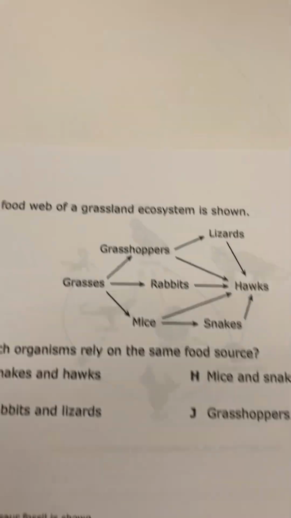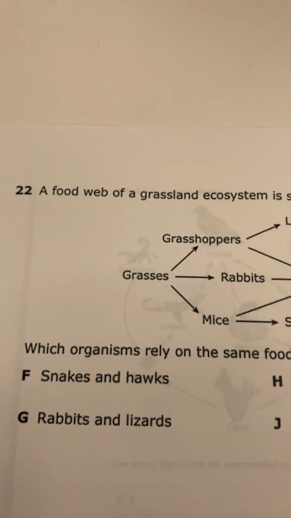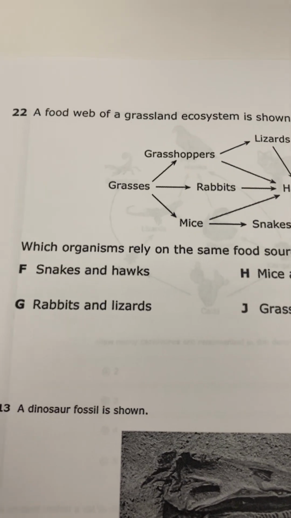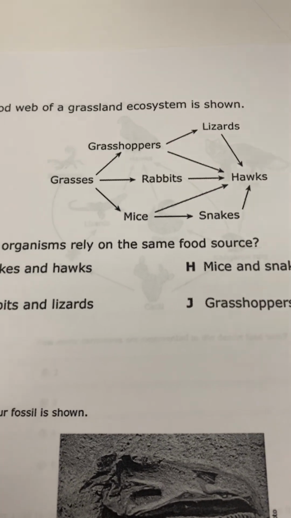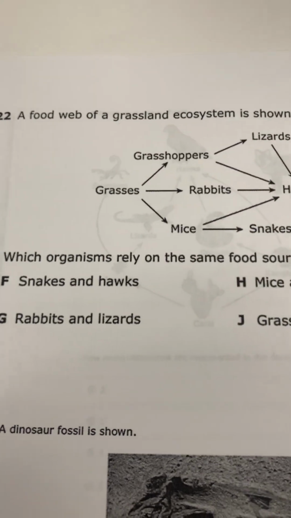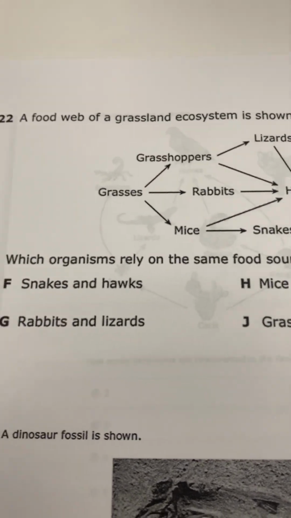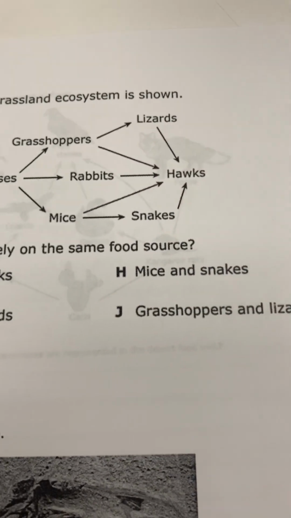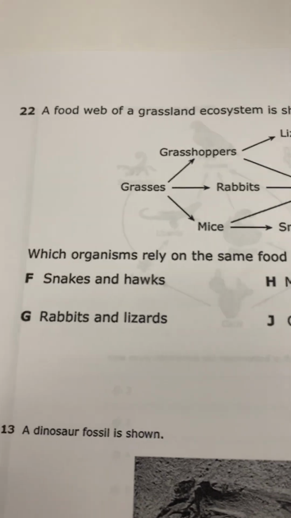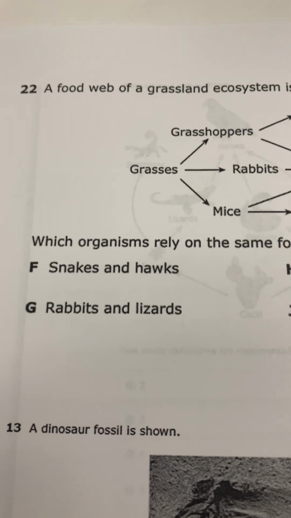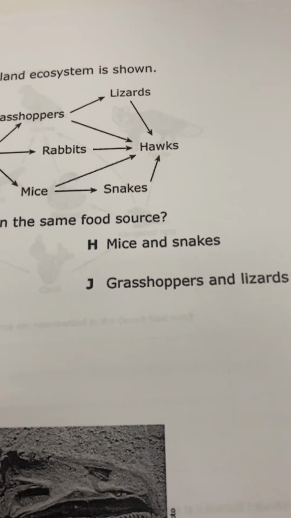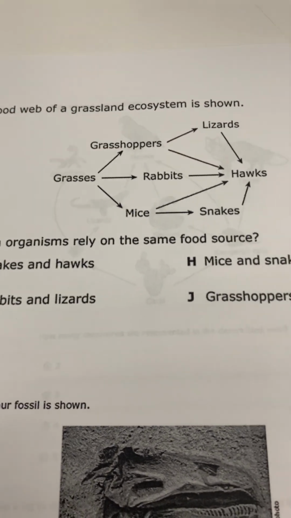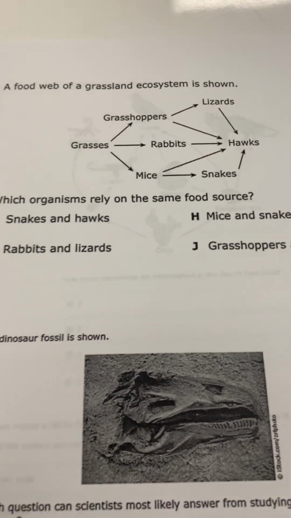All right, next one. It says, a food web of a grassland ecosystem is shown. Which organisms rely on the same food source? Is it F, snakes and hawks? Is it H, mice and snakes? Is it G, rabbits and lizards? Or is it J, grasshoppers and lizards? So which organisms rely on the same food source?